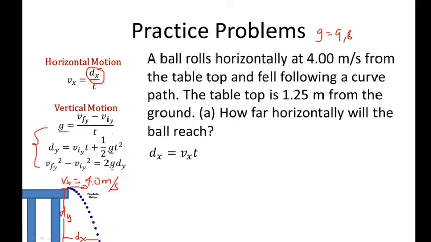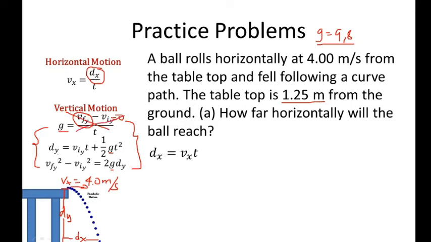So for the value of time, we are given dy, which is 1.25 meters, and g, 9.8 meters per second squared. Which formula on the vertical motion side are we going to use to compute for time? Can we use the first equation? Are we given the final velocity? No, we are only given the initial velocity, which is 0, but not the final velocity, so we cannot use this equation.